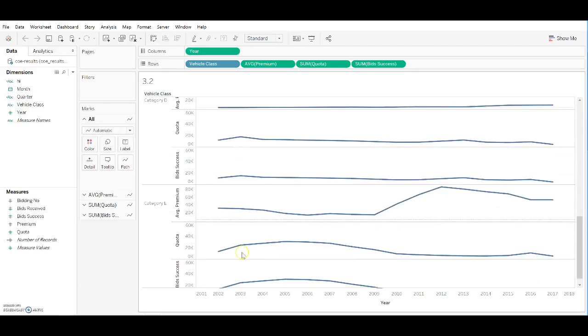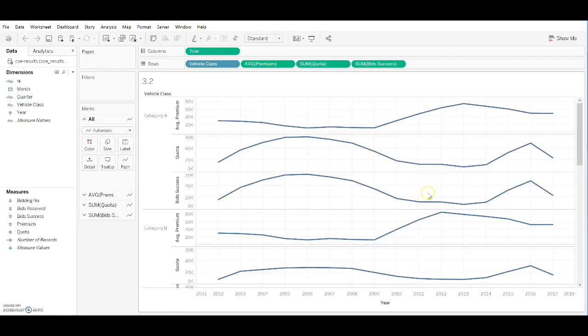This is because there is a decrease in quota from 2009 to 2012 over here, while there was a constant demand, and this causes the price of bids to increase and as a result causes the average premium to have a steep incline as shown here in category E and also in category B over here. As you can see, 2009, 2012, there was a decline in the quota.